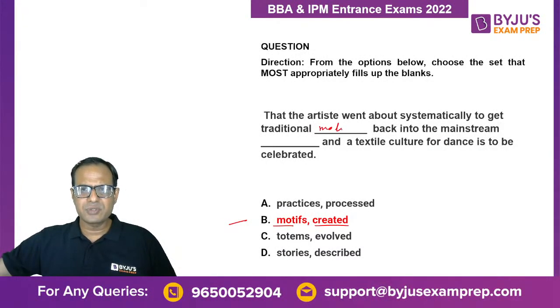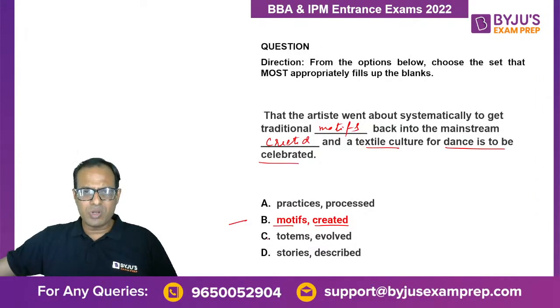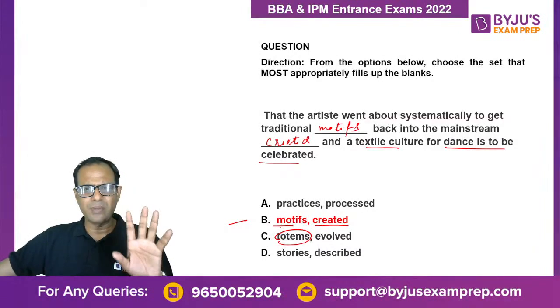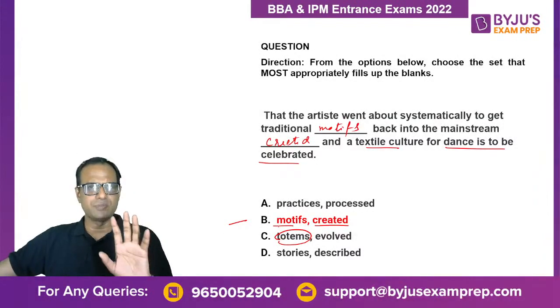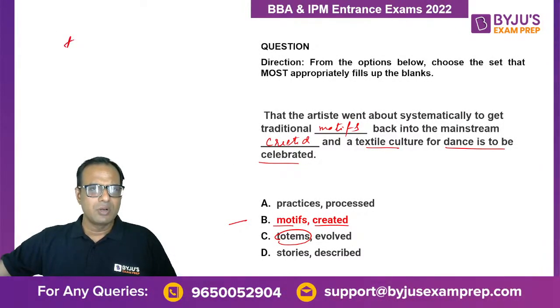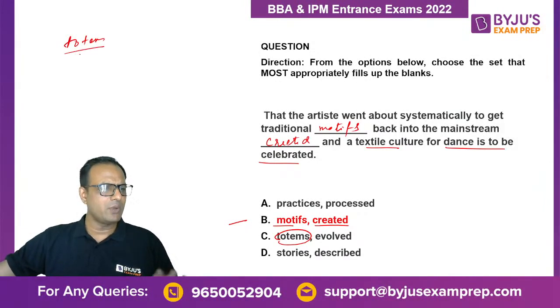Traditional motifs created, and a textile culture for dance is to be celebrated. Now we don't need C. Totem is a different meaning altogether. Please understand. What is totem, right? Anyone?